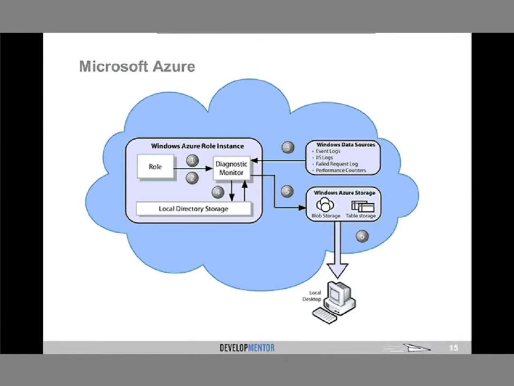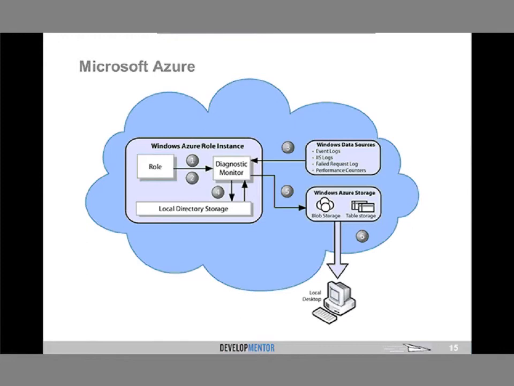The way that Azure works is you have these roles, either web roles or worker roles, and on the instance itself there's a separate process called the diagnostic monitor. The diagnostic monitor is reading from and writing to the local directory storage. Your role calls start on the diagnostic monitor, and then it is reading and writing all of the performance counters or any other metrics that you want to capture.